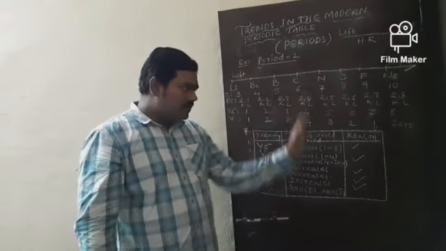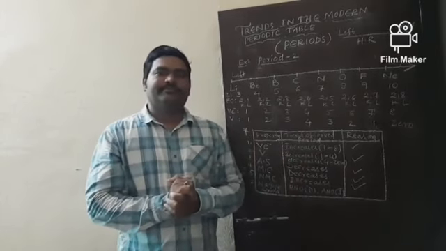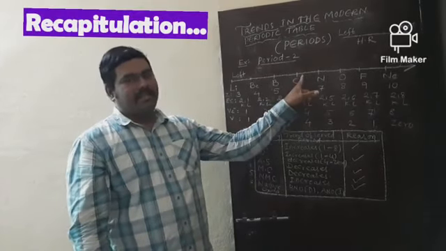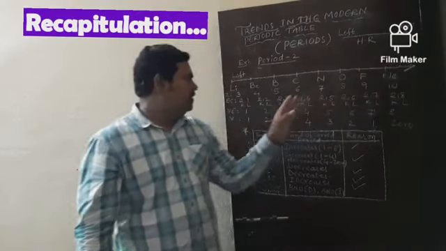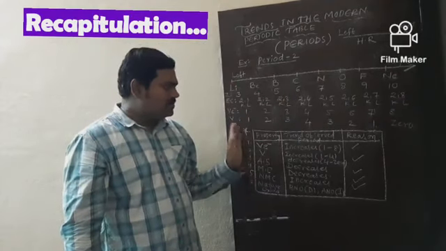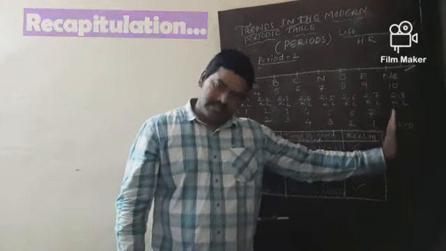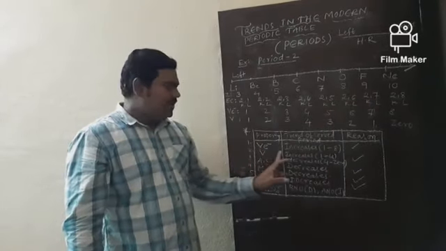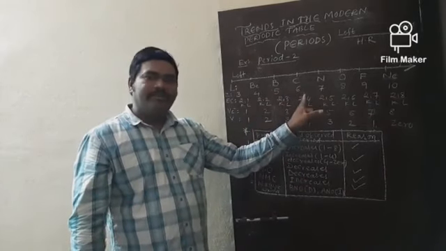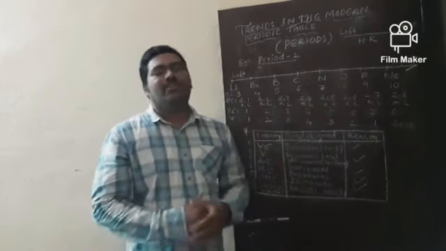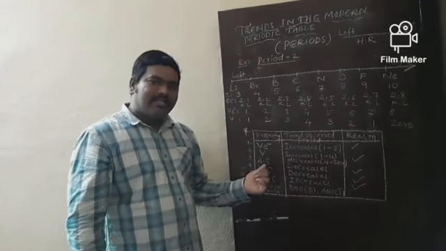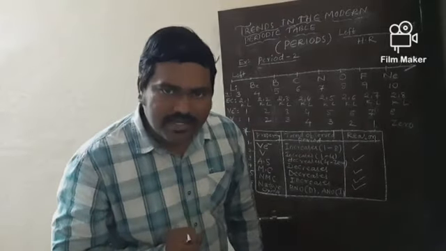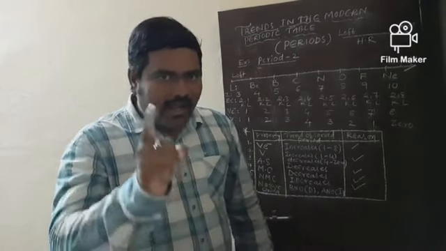So, before ending this particular module, let me recapitulate once again. In any period, from left to right, valence electrons increase gradually from 1 to 8. And valency increases from 1 to 4 and then decreases to 0. And what about atomic size? Atomic size gradually decreases across a period from left to right. I already told the reason.